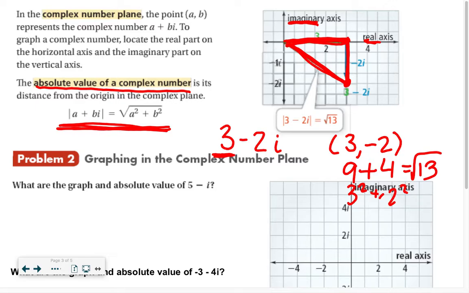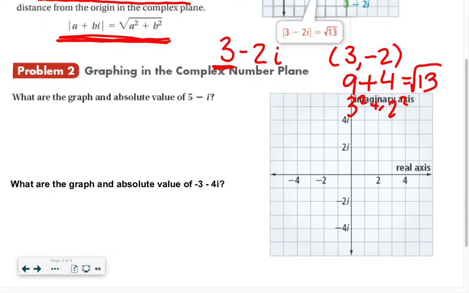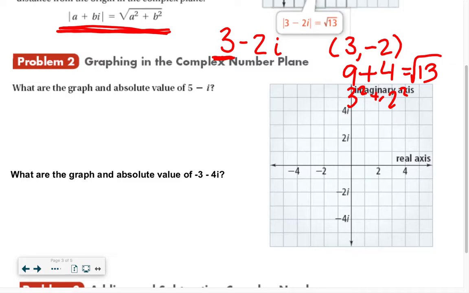Okay, so this is all stuff that you've done in geometry and algebra 1, it just has this little i behind it.